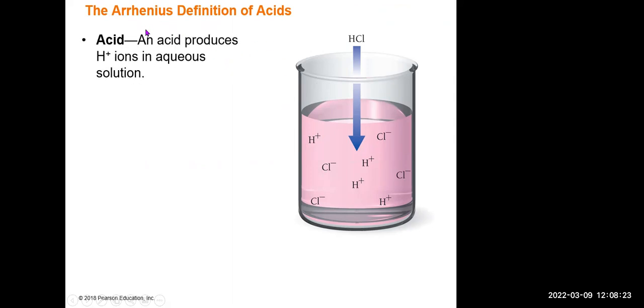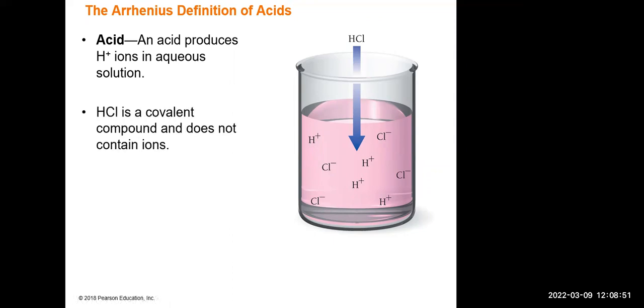According to Arrhenius, acid, some of those substances produce H+ ion in aqueous solution. Here is a picture for HCl. So if you put HCl in water, it produces H+ ion and Cl negative ion. So H+ ion will give the solution the acidic characteristic.